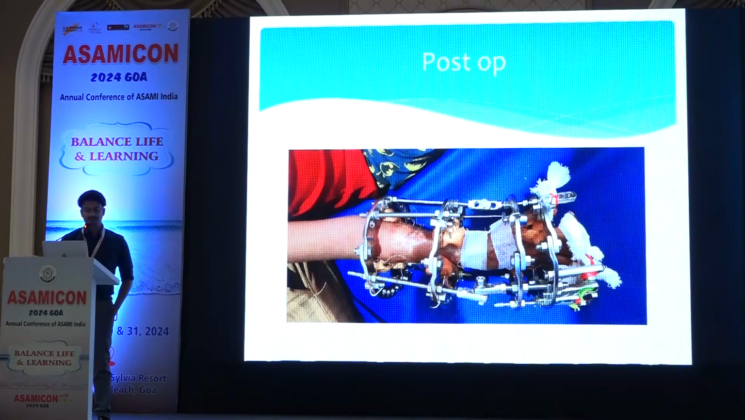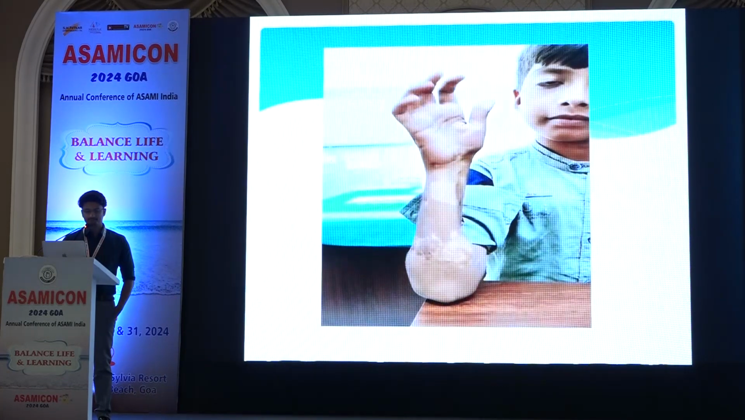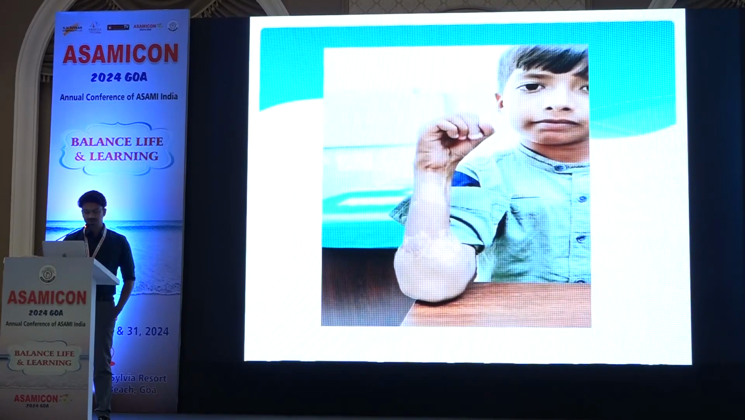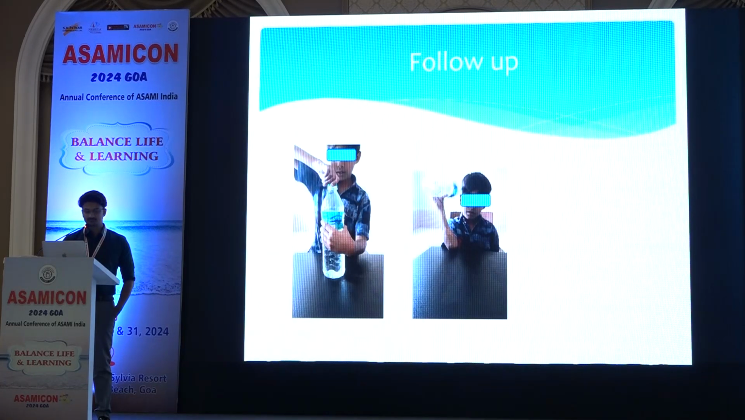We applied an Elizarov frame with rubber band slings on the fingers, which acted as a dynamic splint mechanism. And this is after the removal of the Elizarov frame. This is the result which we got after removal of the frame. There is a slight restriction at the wrist joint in extension, and the patient is also able to open the cap of a bottle, which shows that there is good grip strength in the patient's hand.